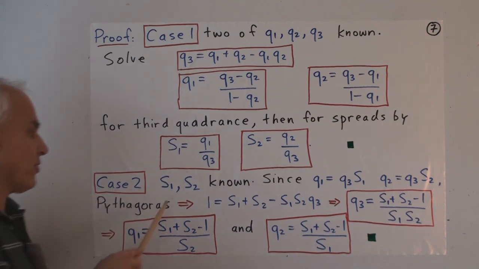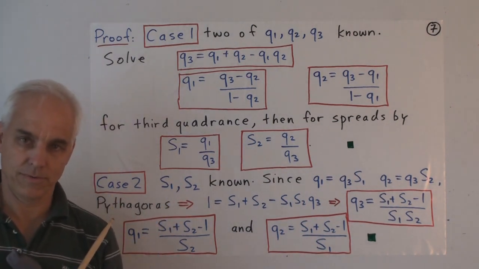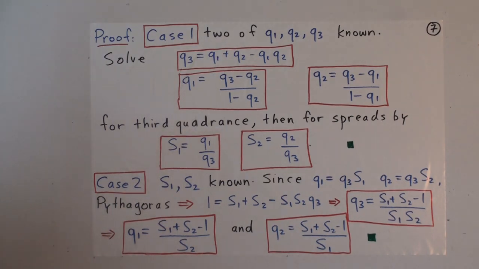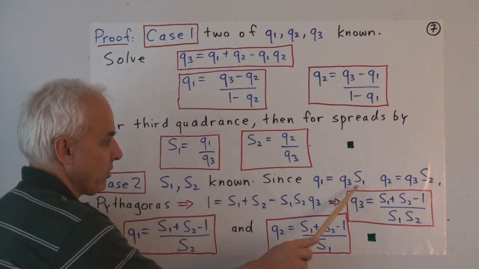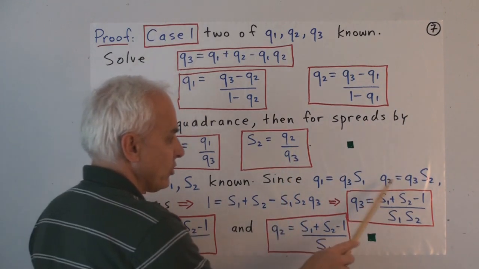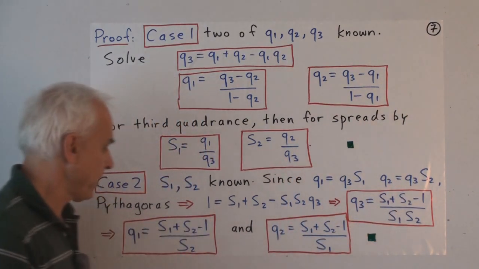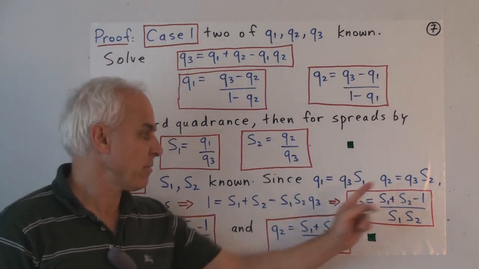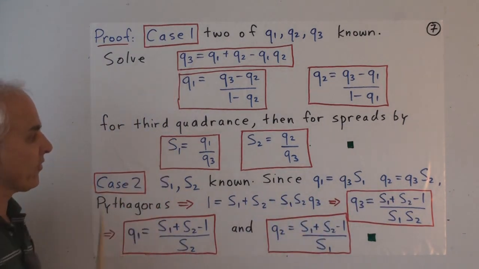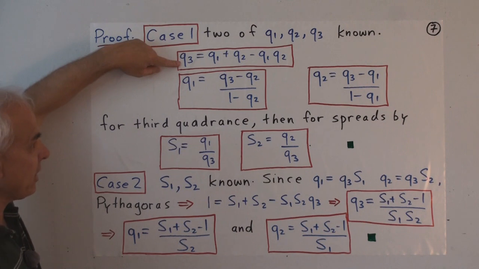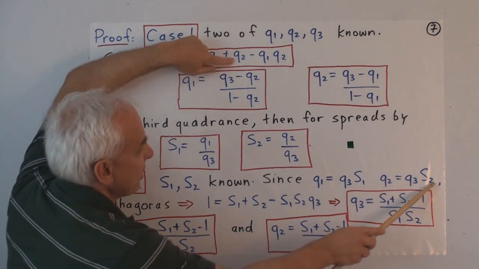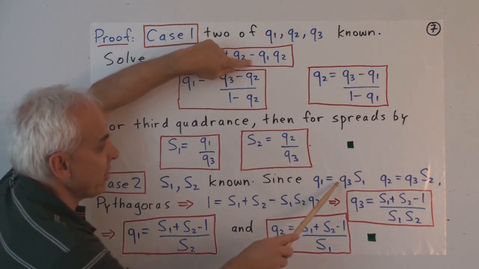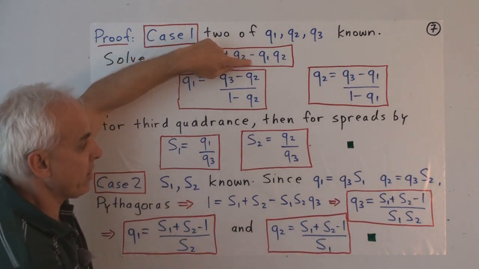Case 2. Suppose that the two spreads are known. S1 and S2 are known. Well, we can write these Thales rules this way. We can write this as Q1 equals Q3 times S1, and this one as Q2 equals Q3 times S2. And then we can plug these values into Pythagoras. So here's Pythagoras. So we would get Q3 equals Q3 times S1 plus Q3 times S2 minus the product of these two, which would be Q3 squared times S1, S2.